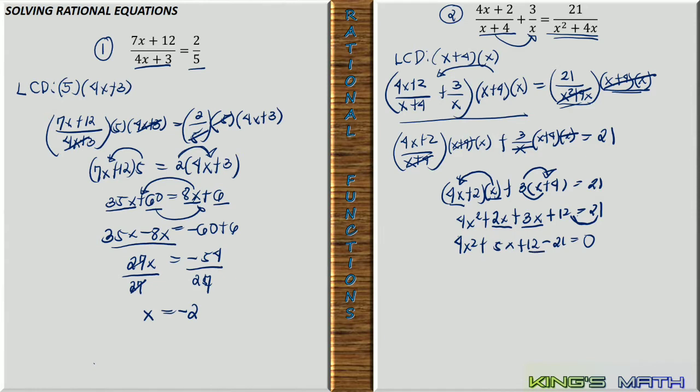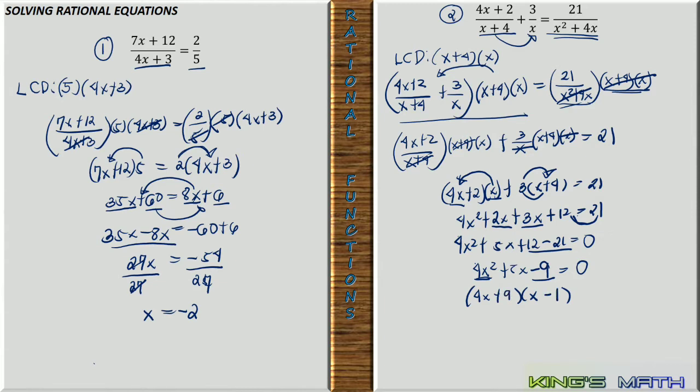Then we're going to combine this one, and we're going to have here 4x squared plus 5x, 12 minus 21 is negative 9 equals 0. Next, we're going to factor it out. So we're going to have here the product of two binomials. So factor our first term, that is 4x times x. And then the factors of our last term are plus 9 and negative 1.